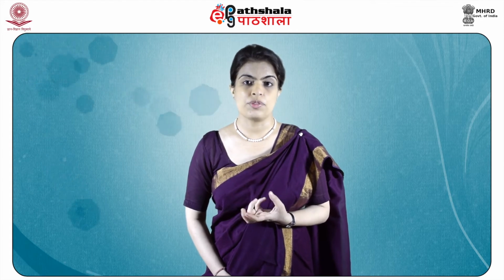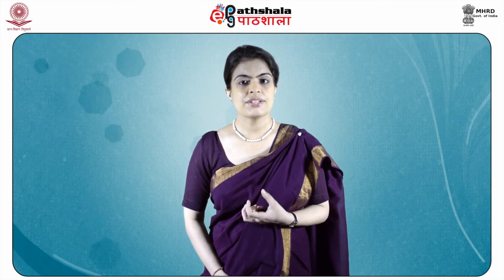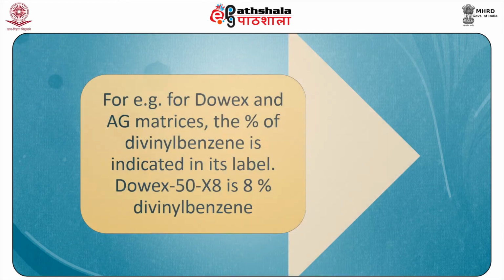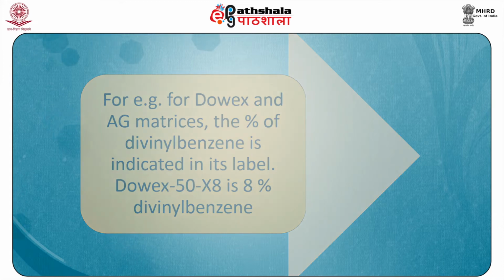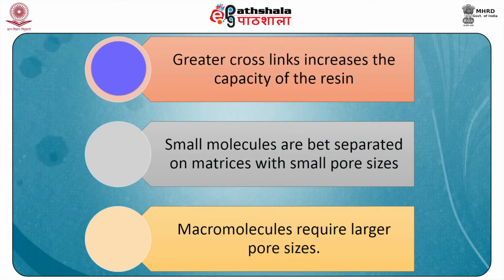The charged groups on the matrix are both inside and outside the matrix. The beads of the matrix also act as a molecular sieve. In case of polystyrene based resins, the size of the pores is determined by the extent of crosslinks, and that is determined by the amount of divinyl benzene. For example, for Dowex and AG matrices, the percentage of divinyl benzene is indicated in its label. Dowex 50x8, for example, is 8% divinyl benzene. Greater crosslinks increases the capacity of the resin.